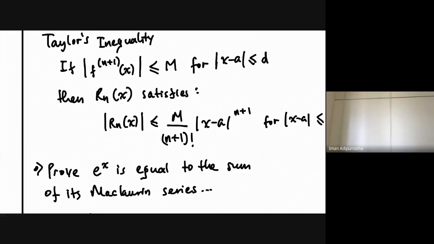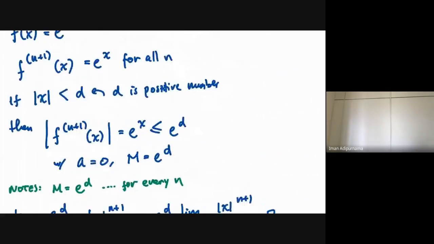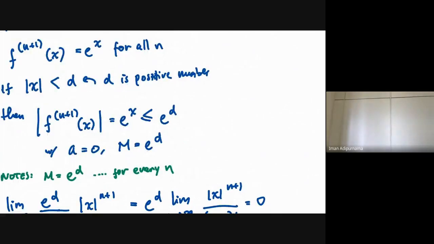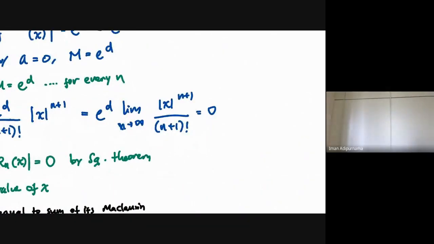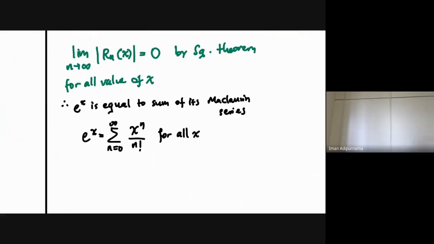this is less than this and less than this, so the part will be equal to 0. So the remainder is 0 for all values of x. And it's again proving that e to the x is the sum of x to the n divided by n factorial. This part is just proving how Taylor's inequality works.